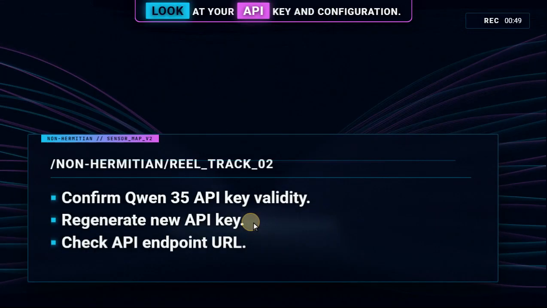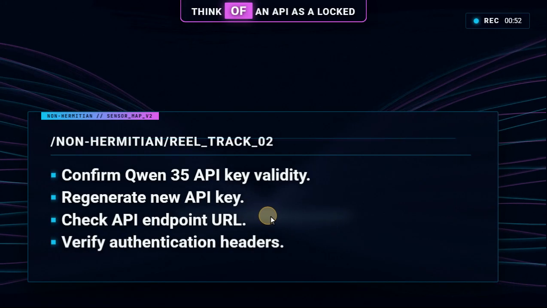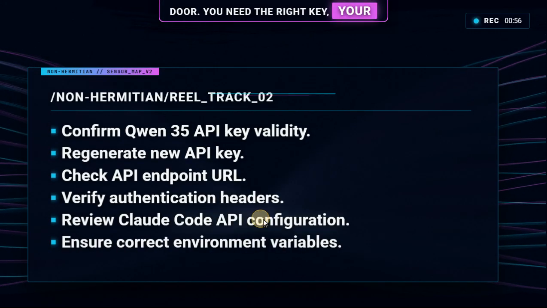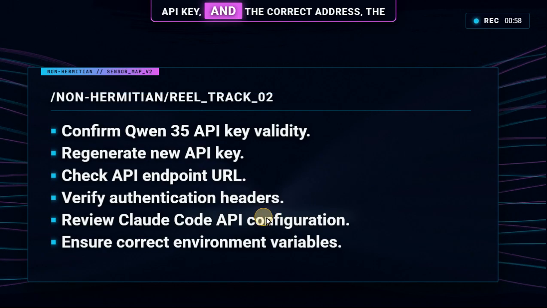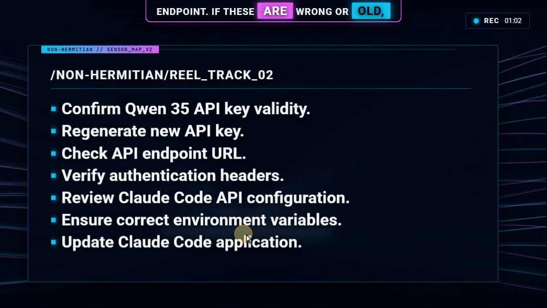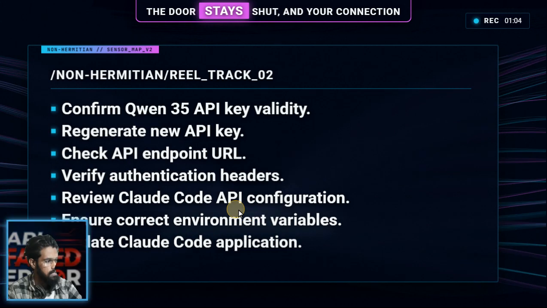Next, we look at your API key and configuration. Think of an API as a locked door. You need the right key, your API key, and the correct address, the endpoint. If these are wrong or old, the door stays shut and your connection fails.